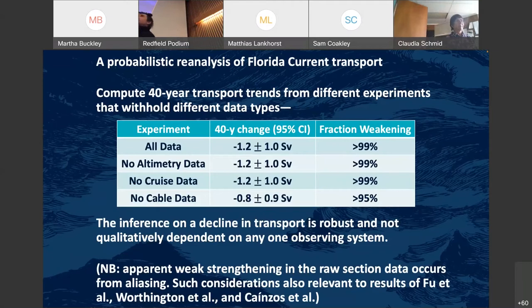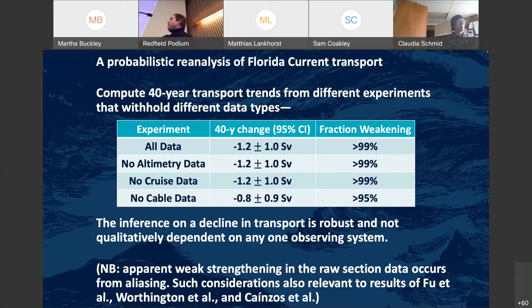For example, the second row is the run where I just didn't include altimetry, just based on the cable data and the ship data. It gives you basically the same number, same thing if you lose the cruise data. All three of those give you minus 1.2. The real neat one was this last one where I dropped the cable data. This is the strongest constraint. These data are so voluminous, but it's a bit weaker, a bit more muted, but still in more than 95% of my ensemble members, I infer that there was a decline over the past four decades.